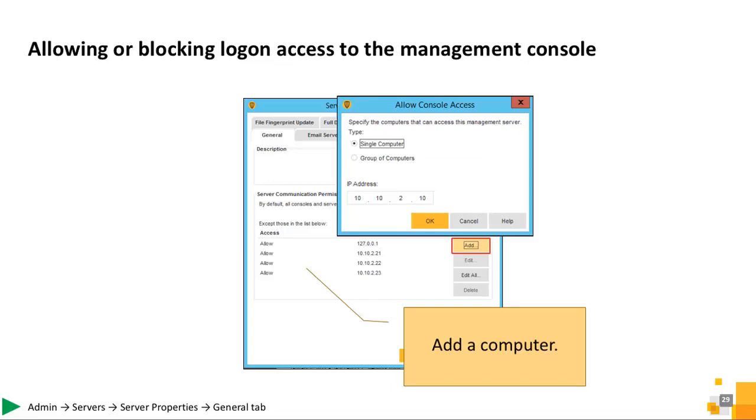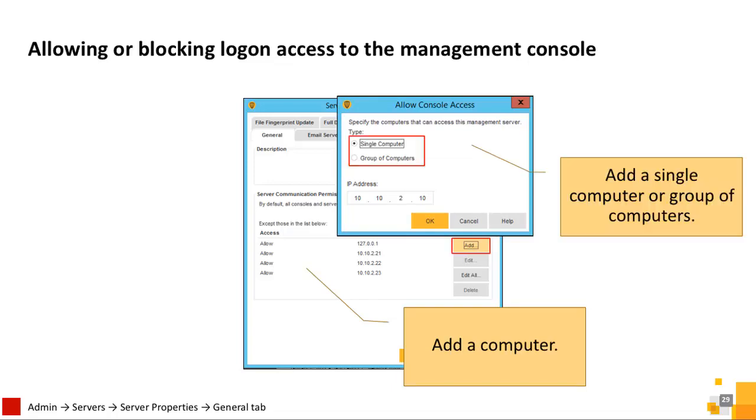To exclude, click Add and specify a single computer or group of computers. When specifying a single computer, you enter the IP address. When specifying a group of computers, you enter the IP address and subnet mask.